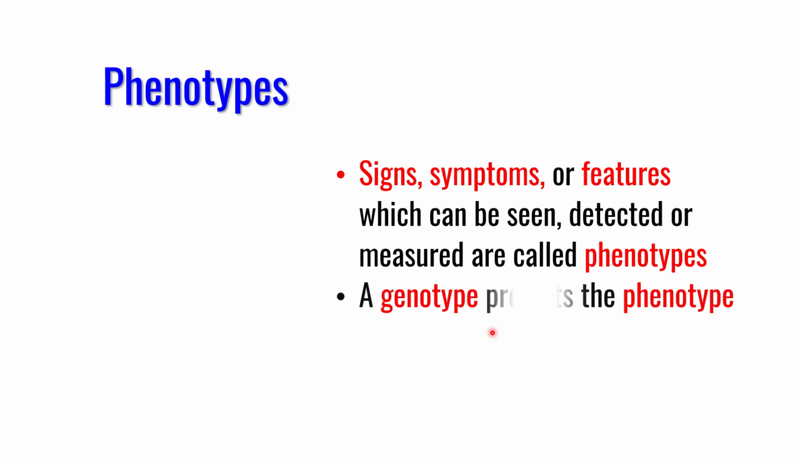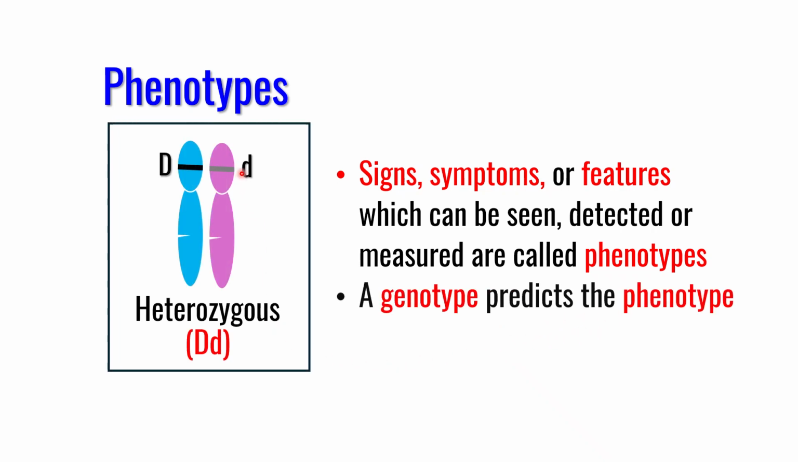If you know the genotype, you can predict the phenotype also. For example, in this case, on this particular locus, one allele is dominant, capital D, and the other one is a recessive allele. Therefore, the phenotype will correspond to the dominant allele, in this case capital D. Therefore, once you know the genotype, you can predict the phenotype.